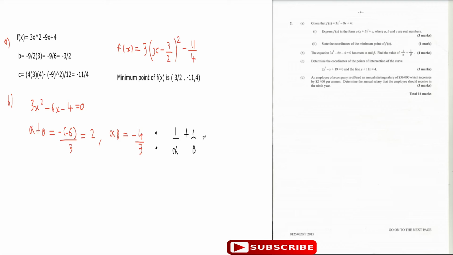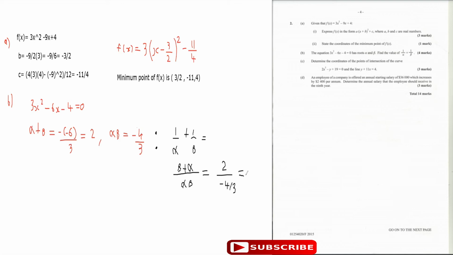The first thing we have to do is find the LCM. The LCM between alpha and beta is alpha beta. Then we're going to say alpha into alpha beta leaves beta, plus beta into alpha beta leaves alpha. So this works out to be beta plus alpha over alpha beta. But beta plus alpha is alpha plus beta, which is 2, and alpha beta is minus 4 over 3. So this works out to be 2 divided by minus 4 over 3.